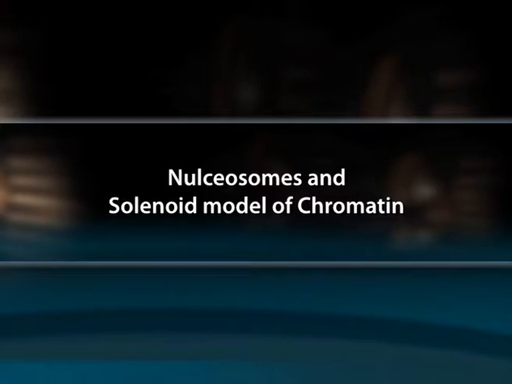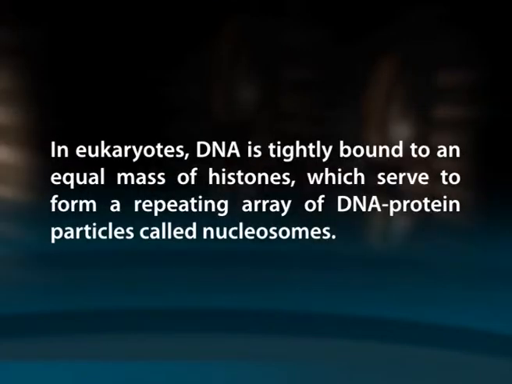Nucleosomes and solenoid model of chromatin. In eukaryotes, DNA is tightly bound to an equal mass of histones, which serve to form a repeating array of DNA protein particles called nucleosomes. If it was stretched out, the DNA double helix in each human chromosome would span the cell nucleus thousands of times. Histones play a crucial role in packing this very long DNA molecule in an orderly way into a nucleus only a few micrometers in diameter.